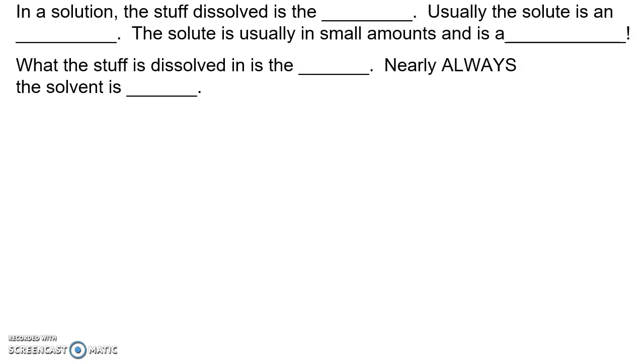So you can have a completely, totally dissolved solution of salt and water, or you could have something like vitamin water, which is a solution because you can't see any particles. In a solution, what you dissolve is called the solute, and usually the solute in Regents chemistry anyway is an ionic salt, such as NaCl. The solute is usually in small amounts.